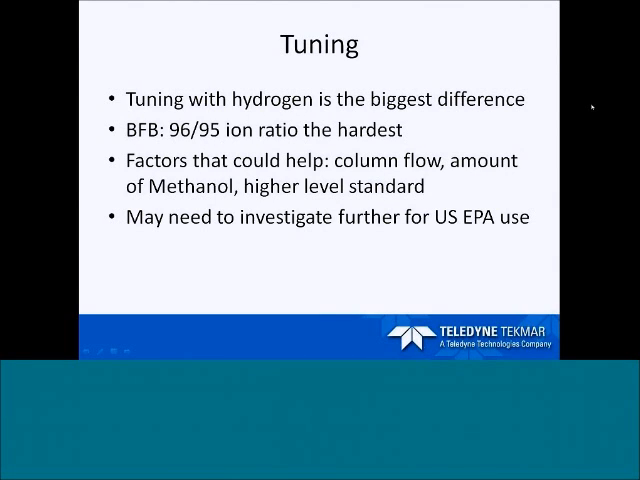And tuning was also a little more difficult with hydrogen. Again, because it's reactive, you have more problems with some of your ions. We observed with our BFB tuning, which is required for 8260 and 524, the 96 to 95 ion ratio is the hardest to achieve. Factors that we have found that helped us pass BFB tuning were lowering the column flow, using a higher amount of methanol, and using a higher level standard. And this is because you're using more BFB, so there's less hydrogen in your background when you're tuning. This may need to be investigated further for US EPA use.